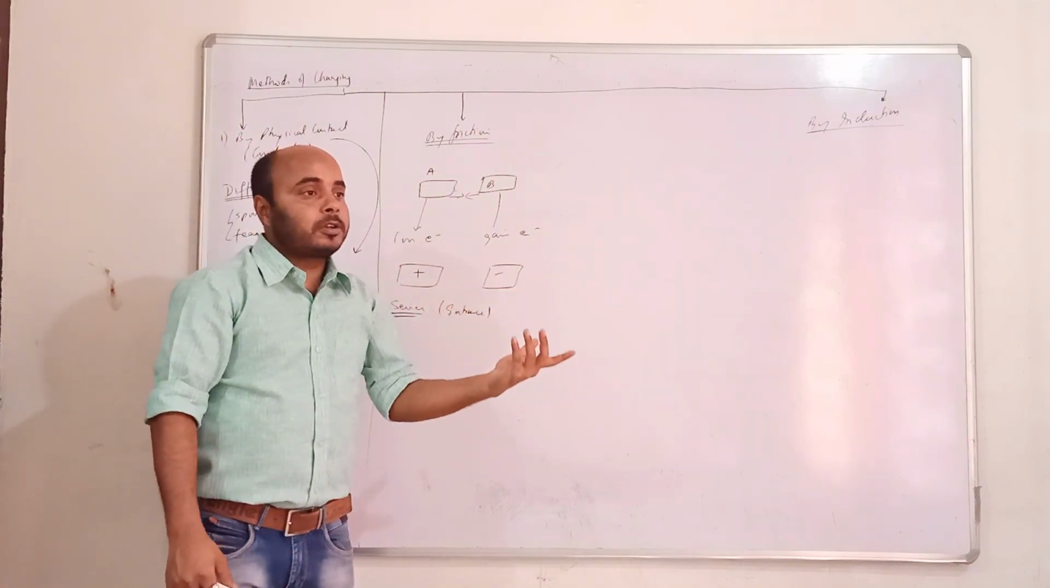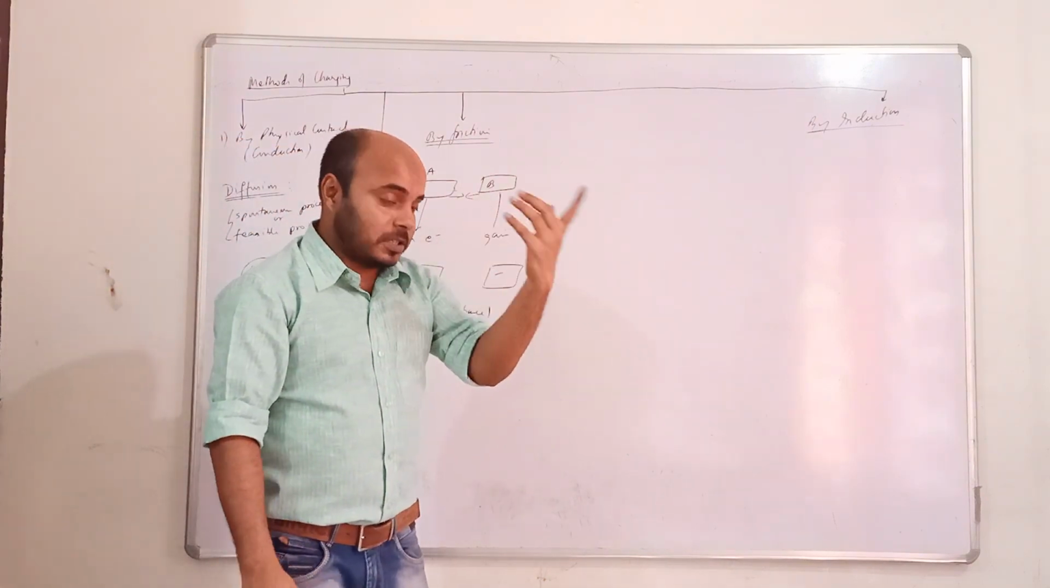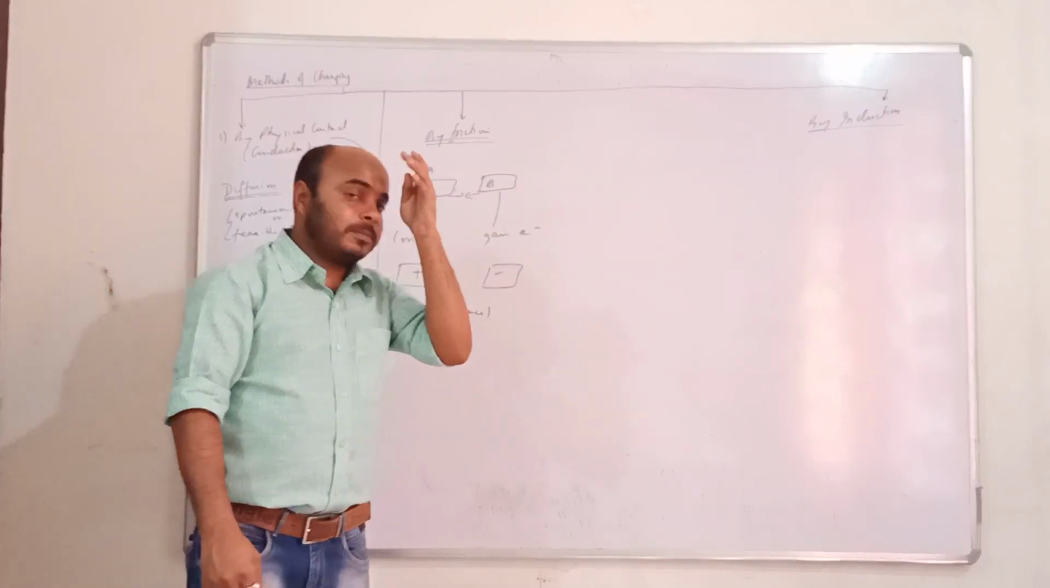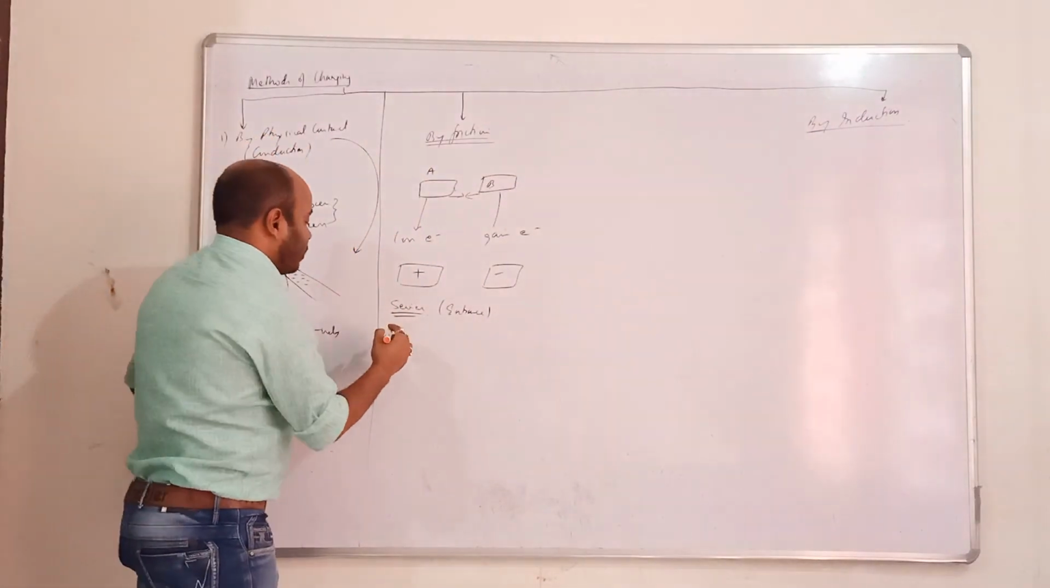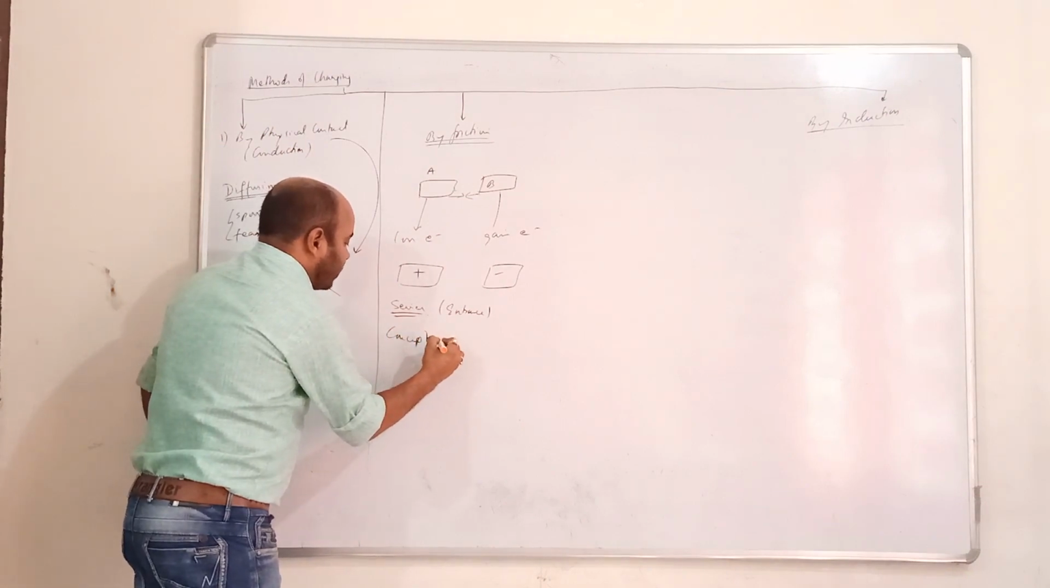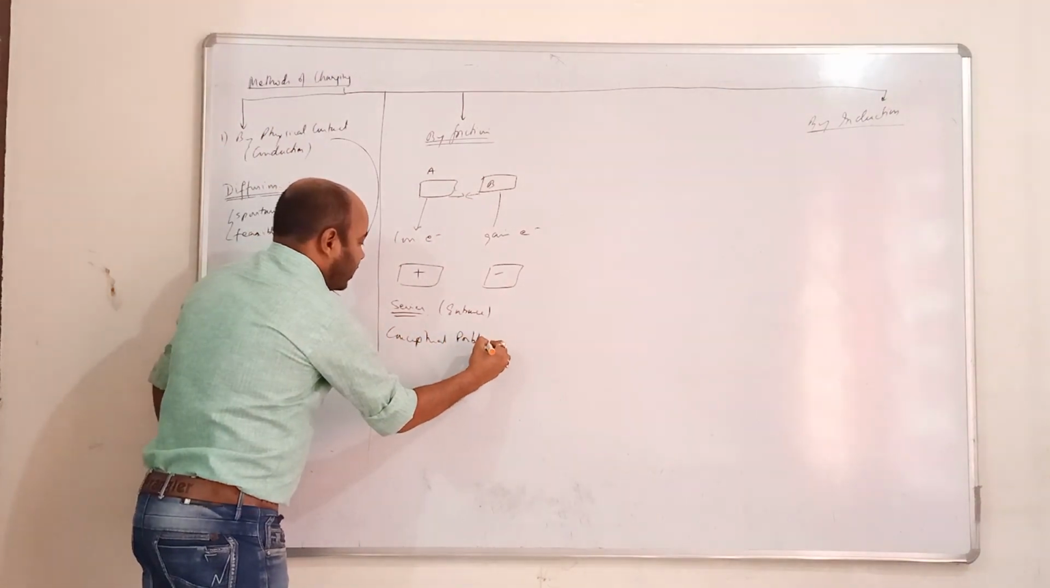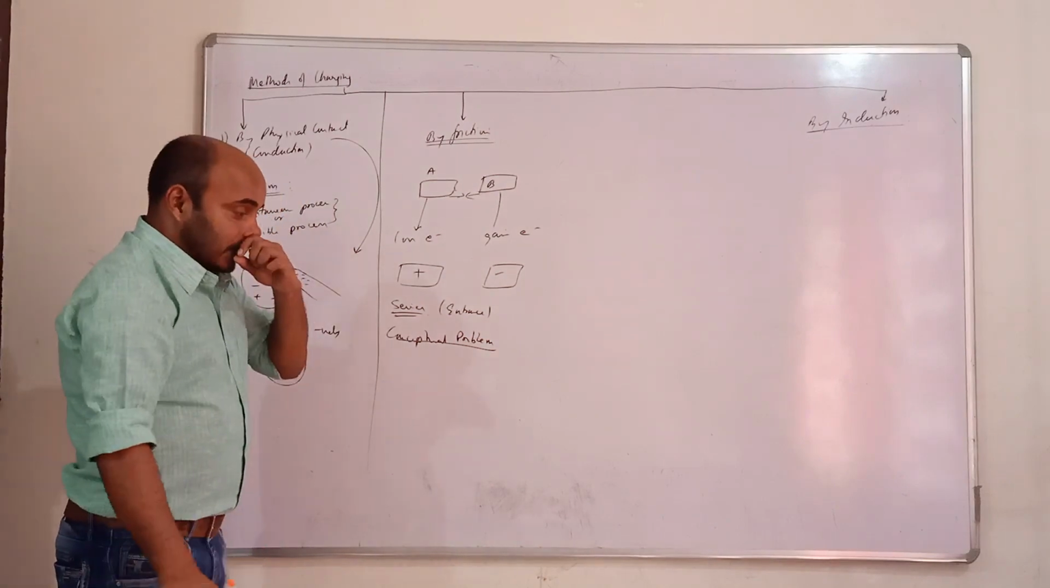The body which will lose the electron will become a positively charged body, and the body which will gain electrons will become a negatively charged body. Only this much you need to understand. Okay, and there are a few conceptual problems related to charging by friction. Let's discuss those conceptual problems also.